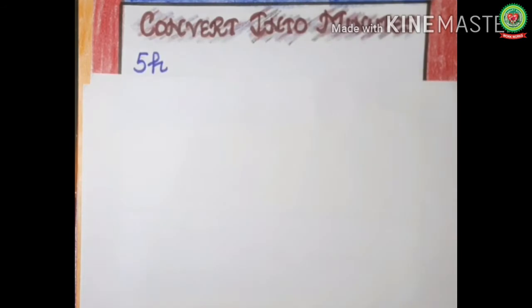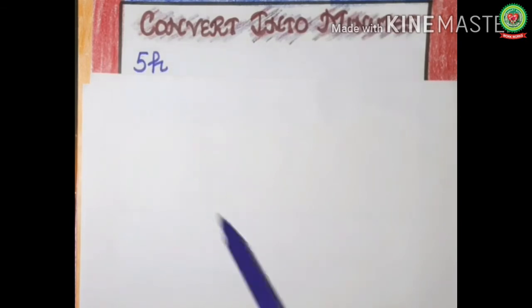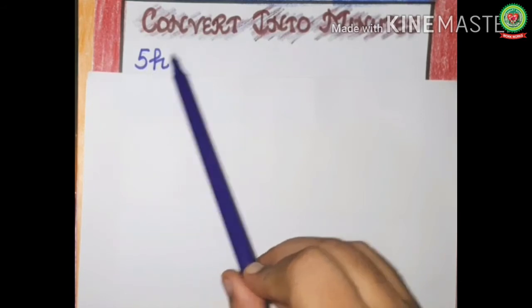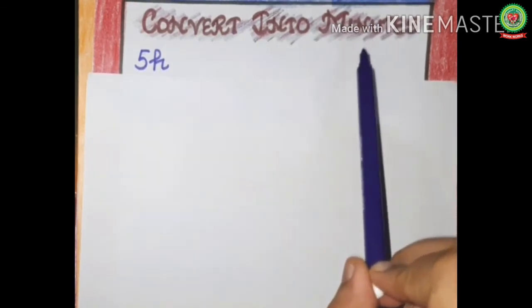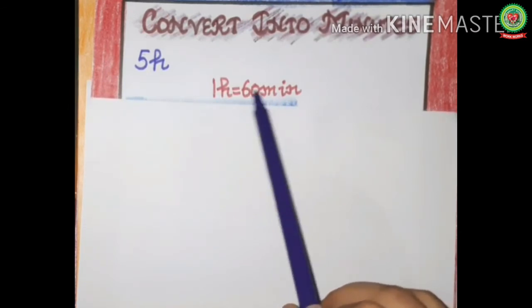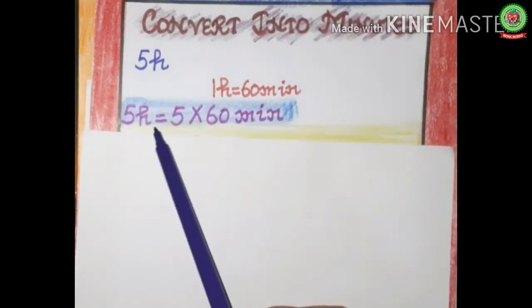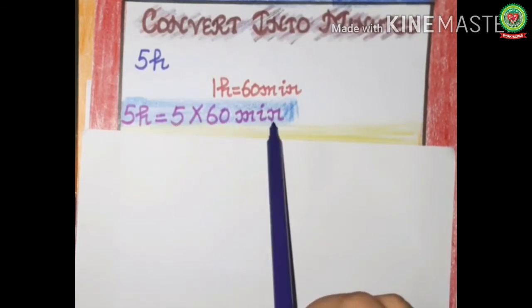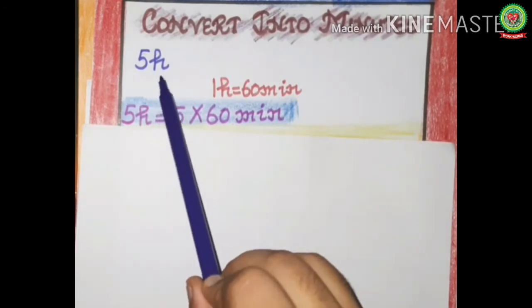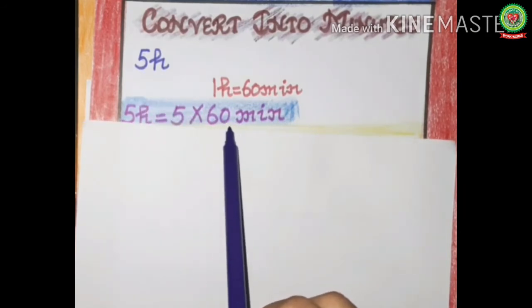Convert into minutes. Now students, the statement given is 5 hours, and we have to convert these 5 hours to minutes. Students, in 1 hour, there are always 60 minutes. So, in 5 hours, there will be 5 multiplied by 60 minutes. That means, students, whenever we have to convert hours into minutes, we will multiply the given number by 60.